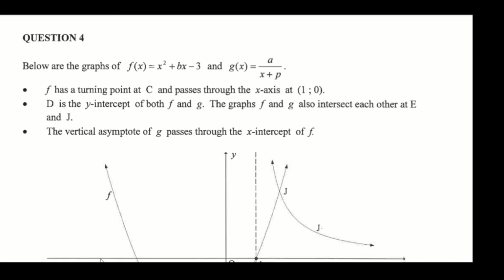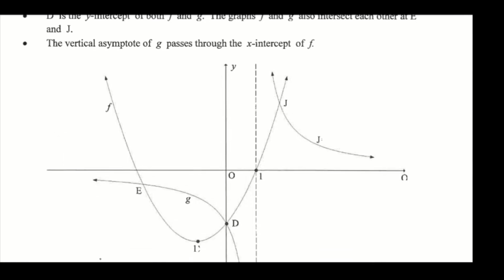Question 4. So now below are the graphs of f of x and g of x. In this first bullet point, we are told that f has a turning point at c and passes through the x-axis at 1 and 0, right? So it has a turning point here.